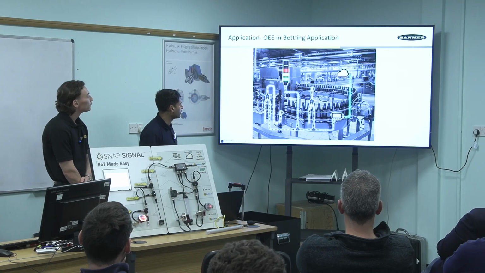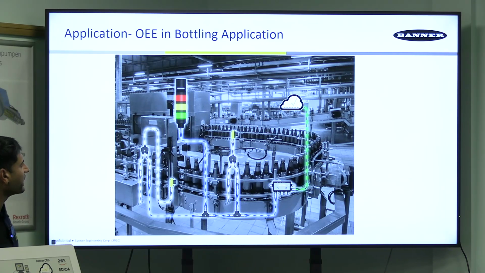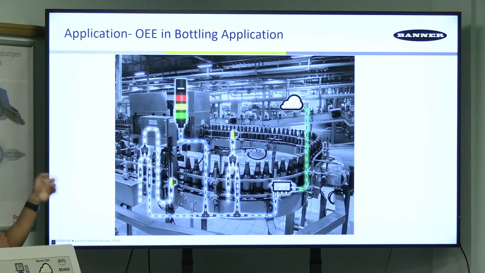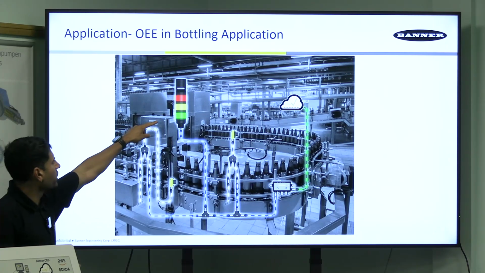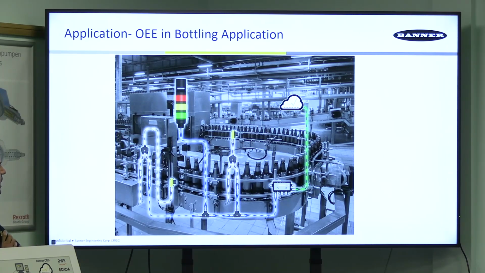And this is like some of our OEE applications. So this is just a simple bottle counting application. So when the machine's running at a decent speed, we can have our tower lights showing green. If it's slowing down or if there's an issue with the machine, we can illuminate the machine amber or red.